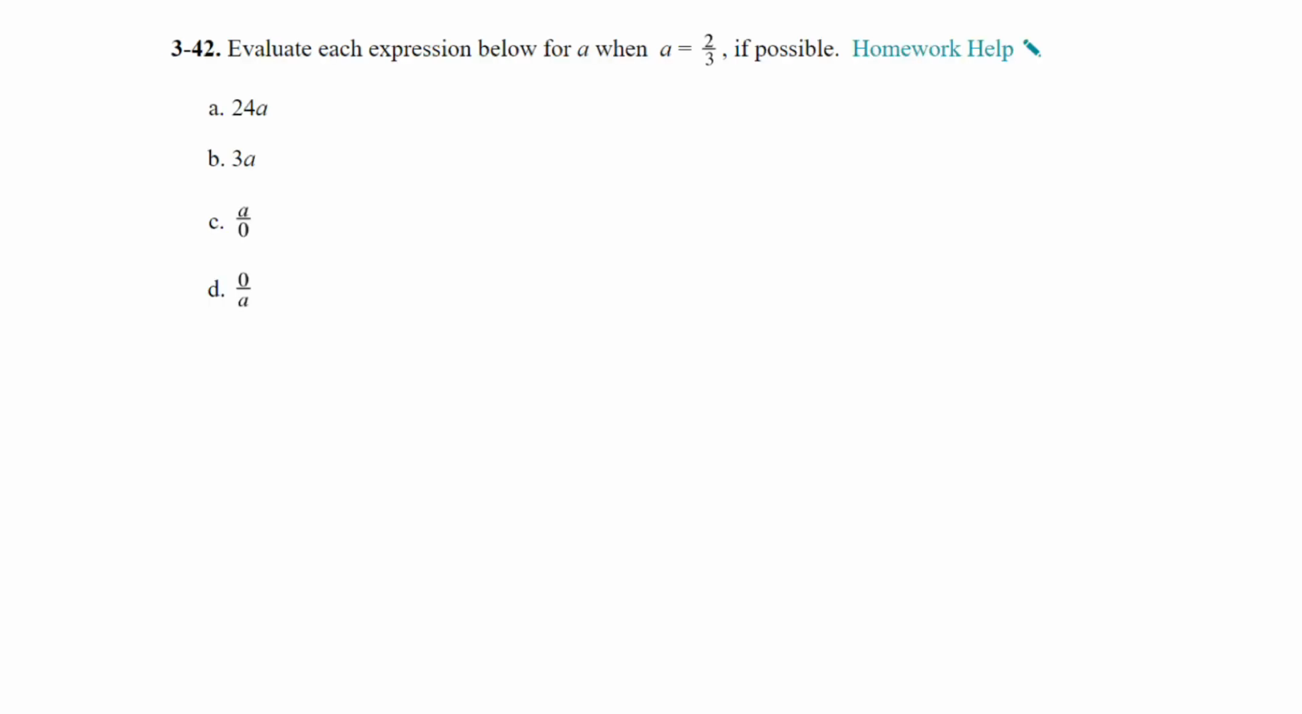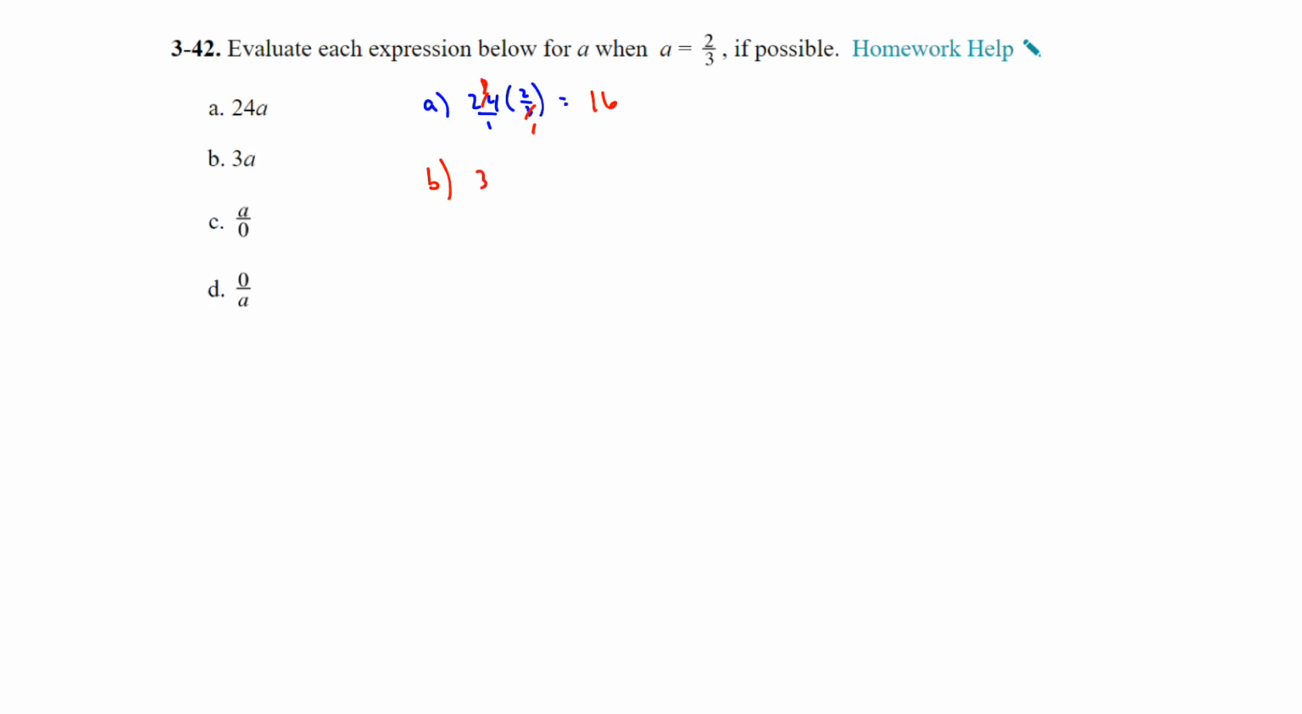On question 42, we're going to evaluate each expression for a when a is equal to 2/3. So I guess we're just going to say 24 times 2/3. And you can think of this as 24 over 1. So that's 48 over 3. Or you can cancel and get 8 times 2 is 16.